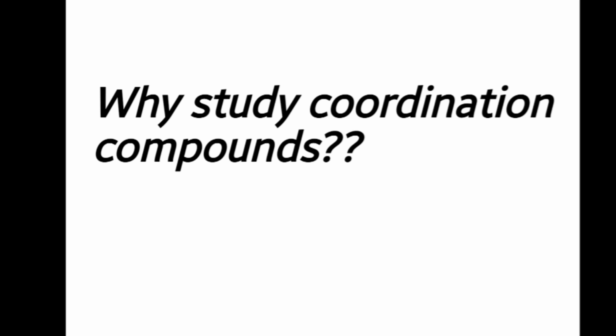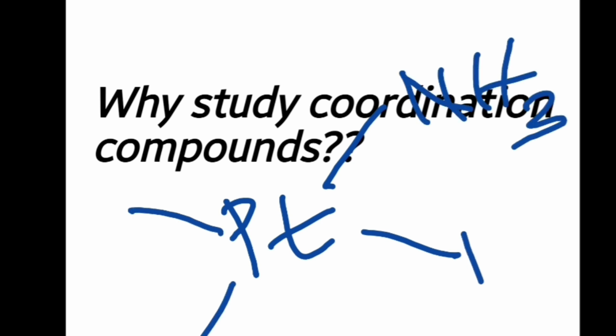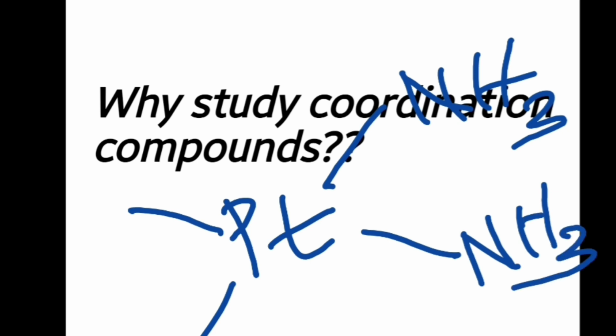Then one more example is in medicinal chemistry. There is one complex of platinum, with platinum as the central metal. It is used in the treatment of cancer. So this particular complex, with Cl, is used in the treatment of cancer. I'll briefly explain how this particular complex works.